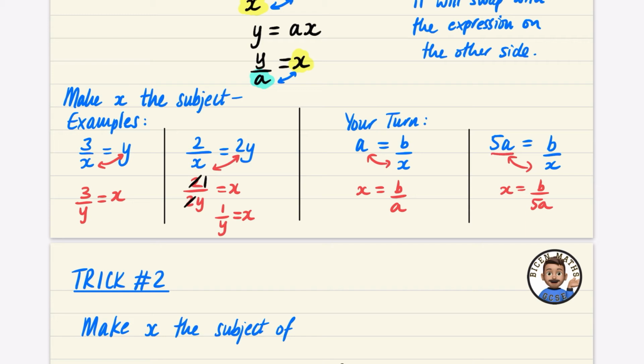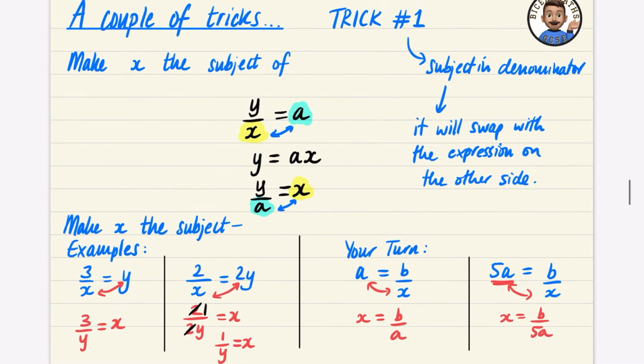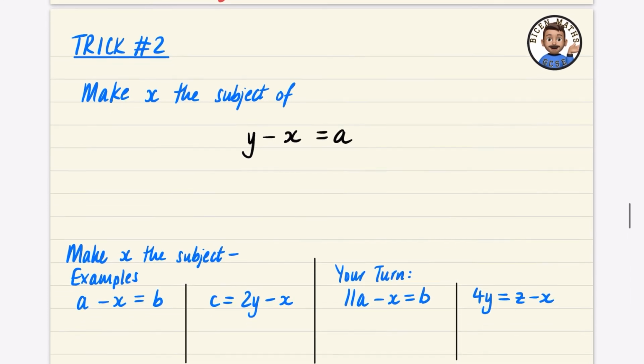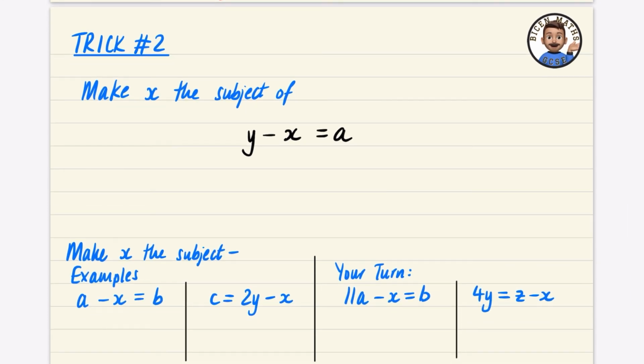The whole thing here switches places because you multiply it by the x and then you're going to divide by the 5a. So there's this swapping going on. That's number one trick. It's got swapping going on. Now this one is a similar kind of thing. There is going to be a sort of swapping that happens.